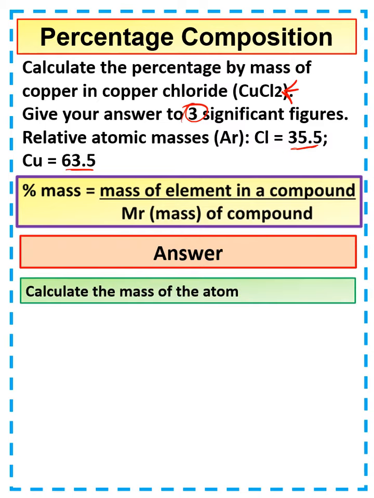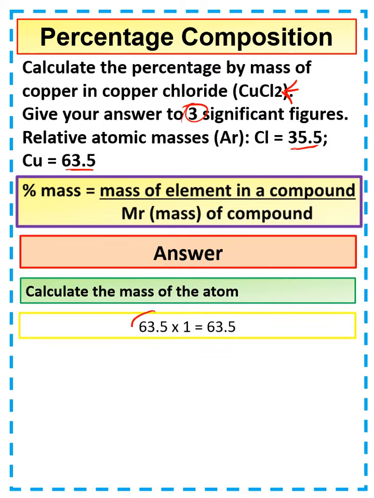So the first thing that we need to do is calculate the mass of the atoms. So we know that one atom of copper weighs 63.5. We know that we've got one of them, so its total mass is going to be 63.5.